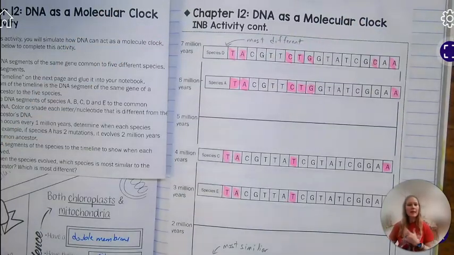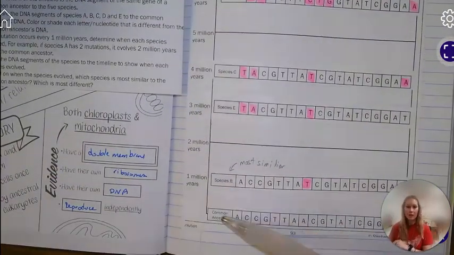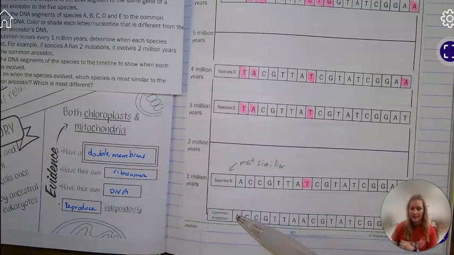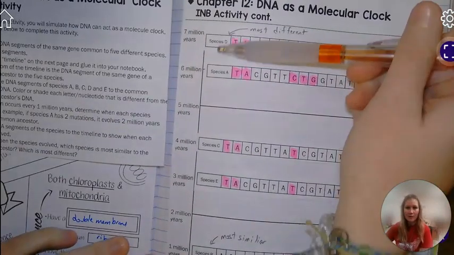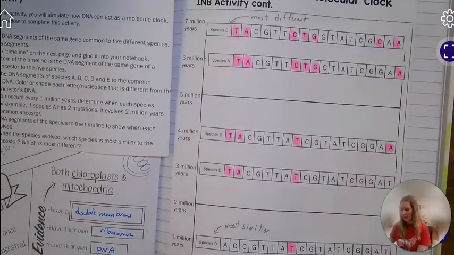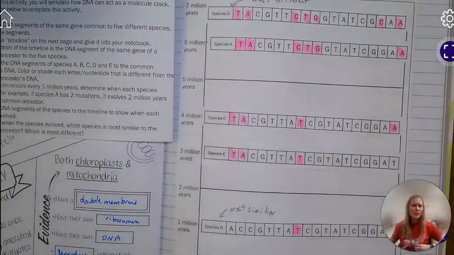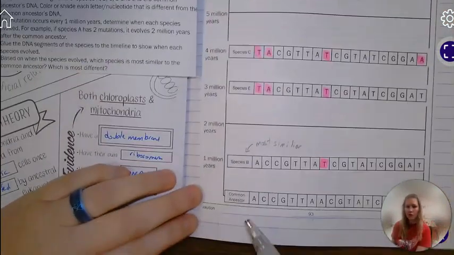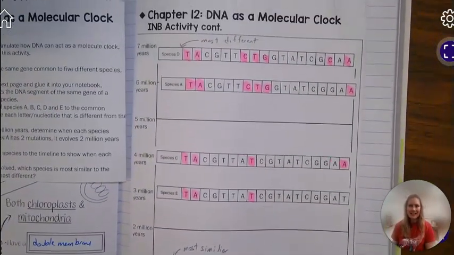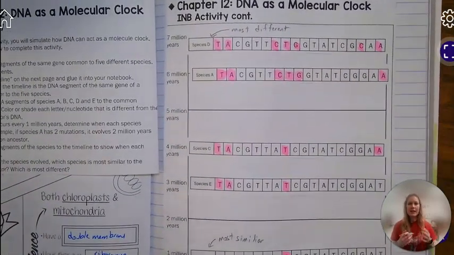Which again, when I think about it logically, species B evolved 1,000,000 years after the common ancestor, whereas species D evolved 7,000,000 years after the common ancestor. So it makes sense that this species evolved so much farther away, so it would be really different compared to my common ancestor. So this is a good example of how DNA can be used to show similarities and differences in the evolutionary history of different organisms.